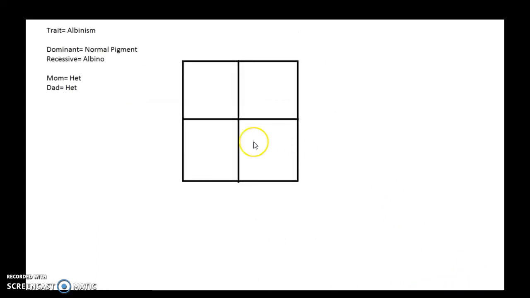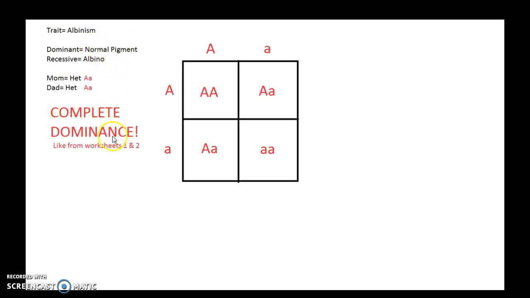So for example, our trait is albinism. Here, dominant would be normal pigment and recessive would be the albino. If both parents are het, that means they are normal, okay? This is an example of complete dominance. It's just a different type of complete dominance. Let's see here. So mom is het, dad is het. So we fill in the square as normal.